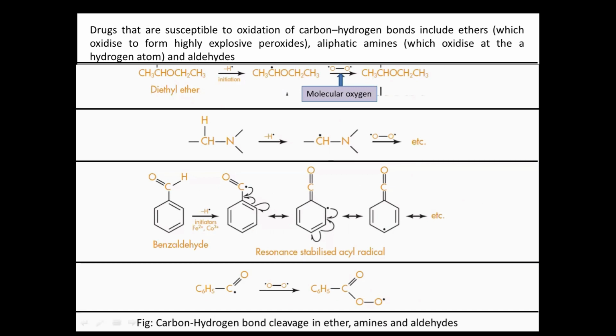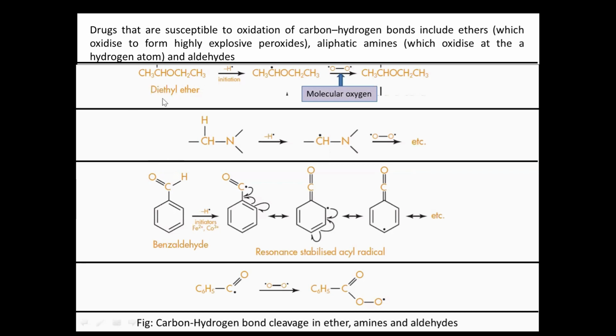So what kind of molecules are prone to auto-oxidation? Generally, the ether form of drug molecules is very prone to auto-oxidation. Drugs that are susceptible to oxidation of the carbon hydrogen bond include ethers, aliphatic amines, and aldehydes. Let's see how these ethers, aldehydes, and amines are changed to free radicals.